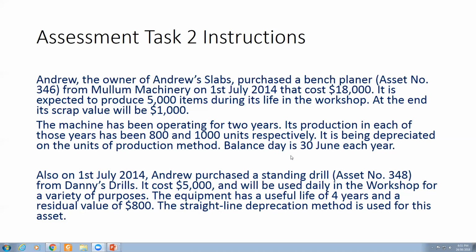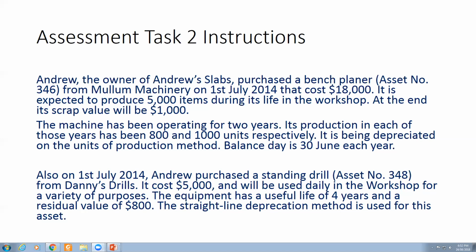So what is balance day? Balance day means this is the closing time. Okay. So also on 1st July 2014, Andrew purchased a standing drill. The asset number is 348 from Danny's Drill. So this is from a different company. It costs $5,000 and will be used daily in the workshop for a variety of purposes.